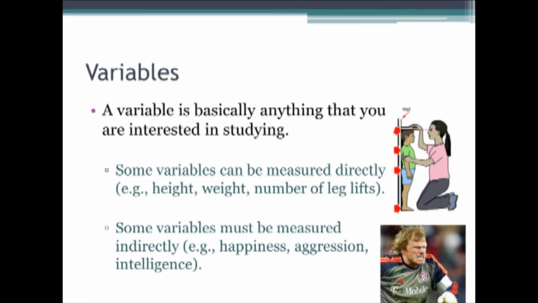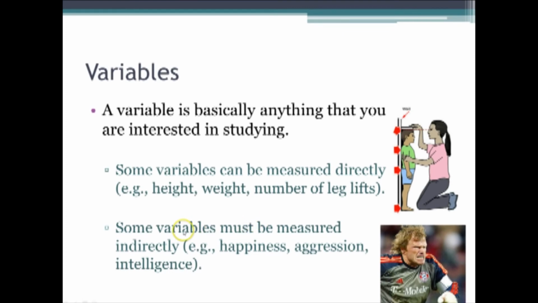It could be something measured directly, like height, weight, number of leg lifts if you're studying exercise, something like that. Those are called observed variables. You can measure them directly. So if you're a health psychologist and you want to know different factors that contribute to different wellness outcomes, then you might be looking at some physical outcomes like height. That would be an observed variable.